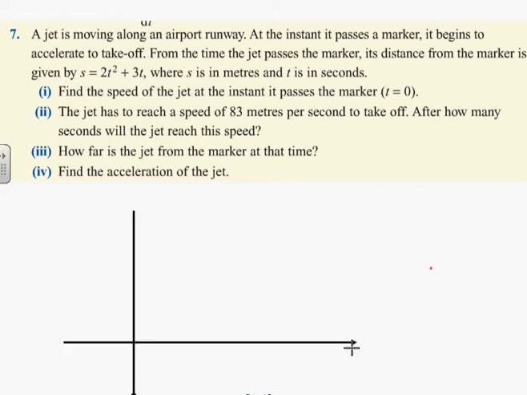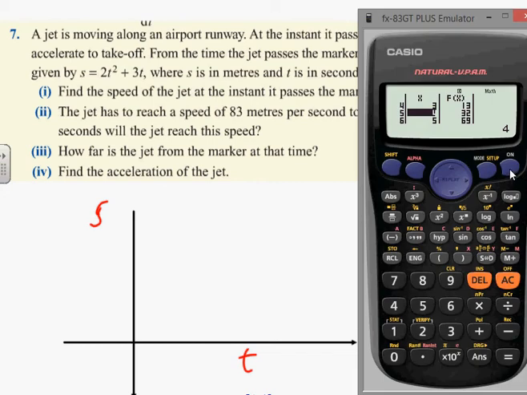If we do an s-time graph, so distance on the x-axis, t on the y-axis, we go to the calculator. Now, what does time have to start at again? 0. So instead of using t, I'm going to use 2x squared plus 3x, because I can't use t on this calculator. Start at 0, end at 10, step of 1.